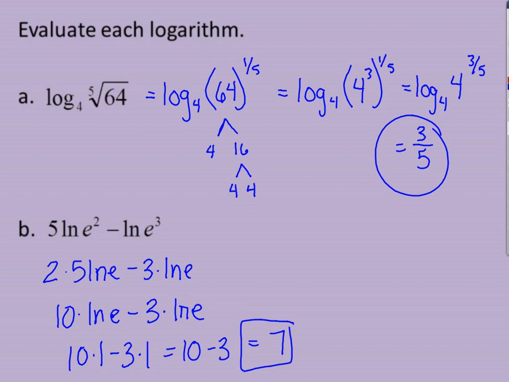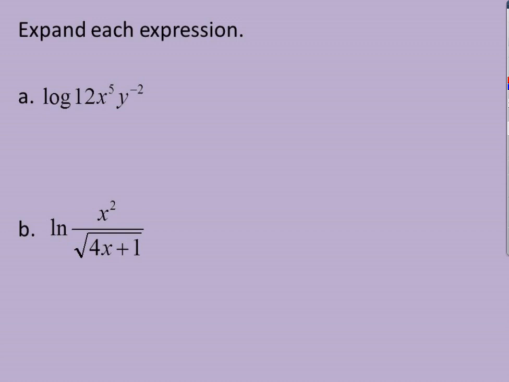So 10 minus 3 will give us 7. So the answer for part B is 7. The next thing we're going to do is we're going to expand expressions.